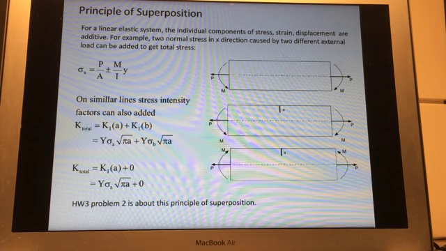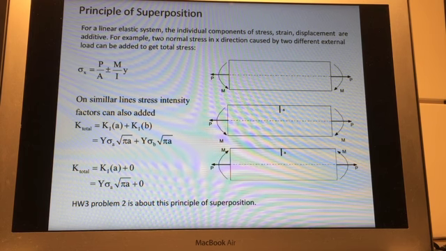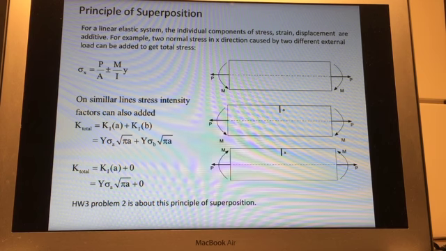For example, two normal stresses in the x direction caused by two different external loads can be added to get the total stress. I think here "two normal stress" should be "the normal stress" actually. Anyway, I'll update the lecture later on, and so you get the idea.